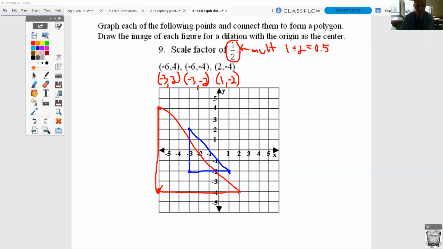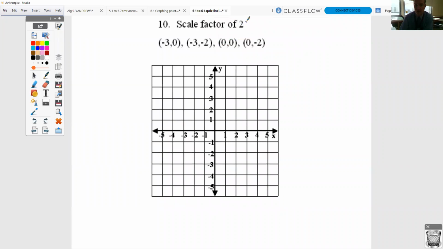And in our last question, this time we want a scale factor of 2. Remember, the scale factor is what you multiply by. So we want to multiply all of these numbers by 2. So -3, 0 becomes -6, 0. -3, -2 becomes -6, -4, because we're multiplying by 2. 0, 0 is sort of weird. 0 times 2 is just 0. So 0, 0 becomes 0, 0. And 0, -2 becomes 0, -4 when we multiply each of those by 2.